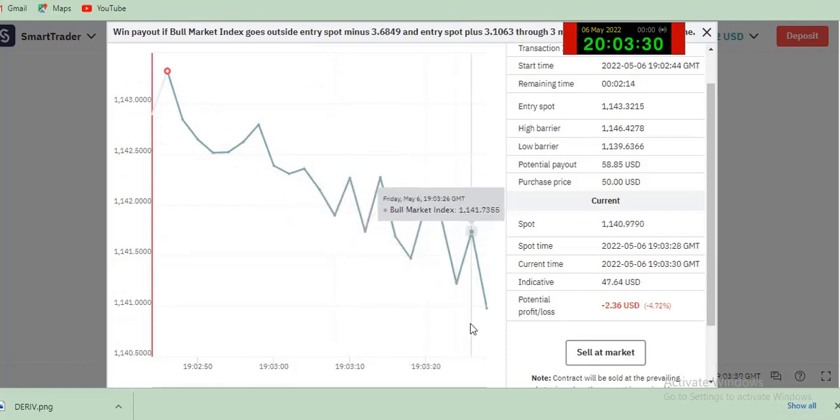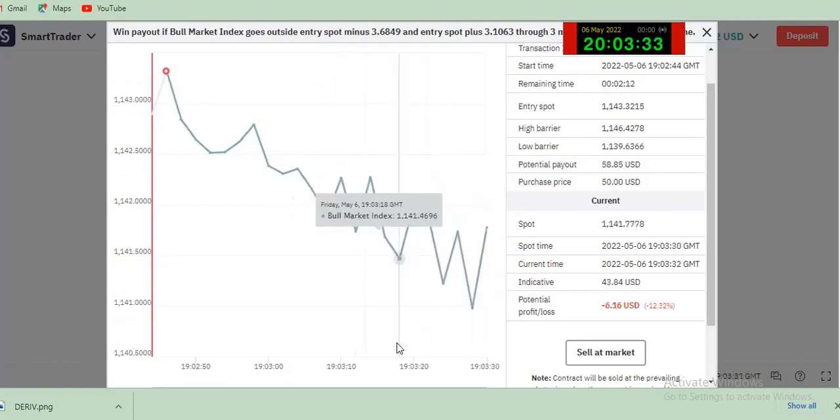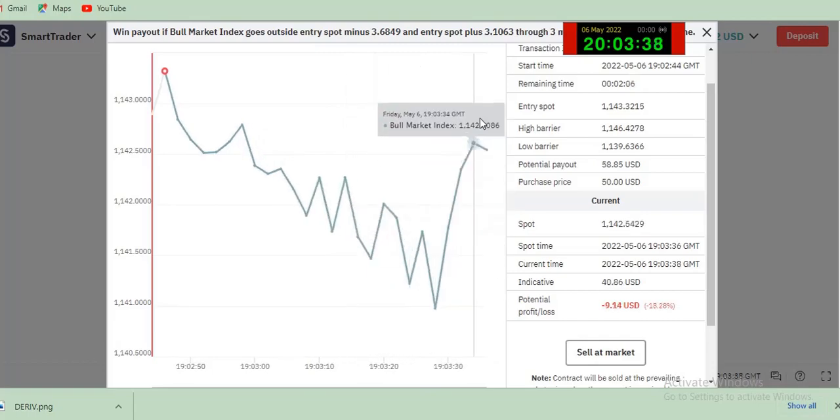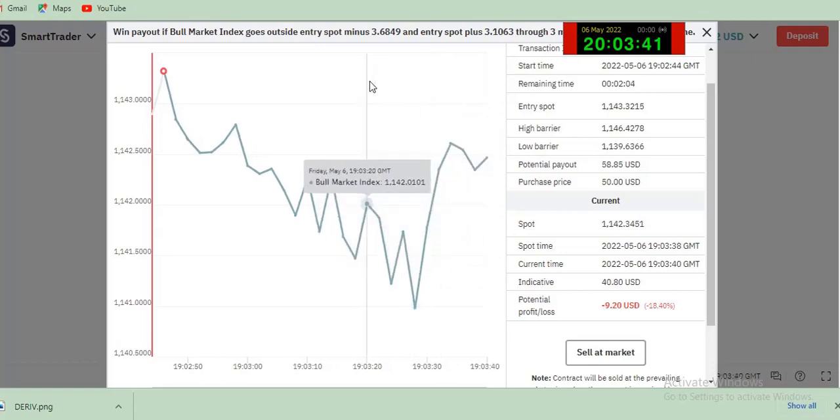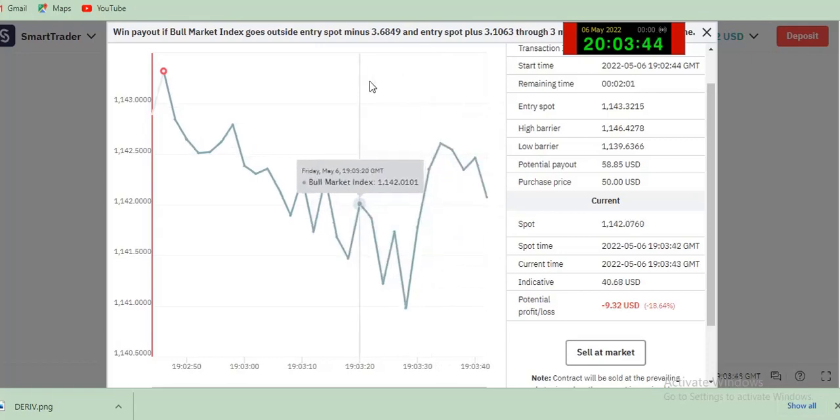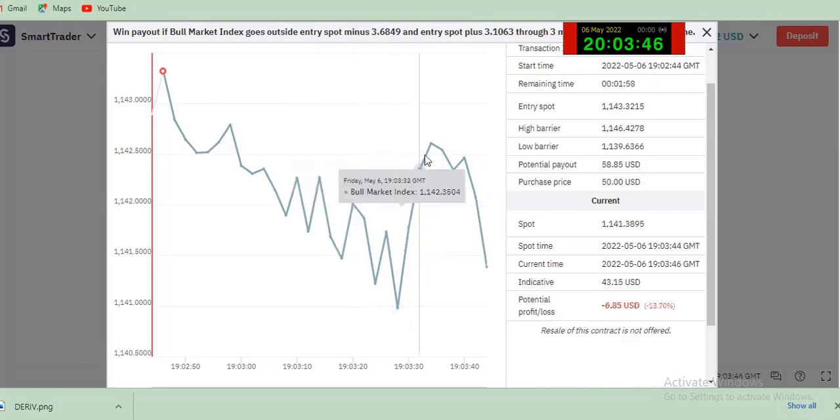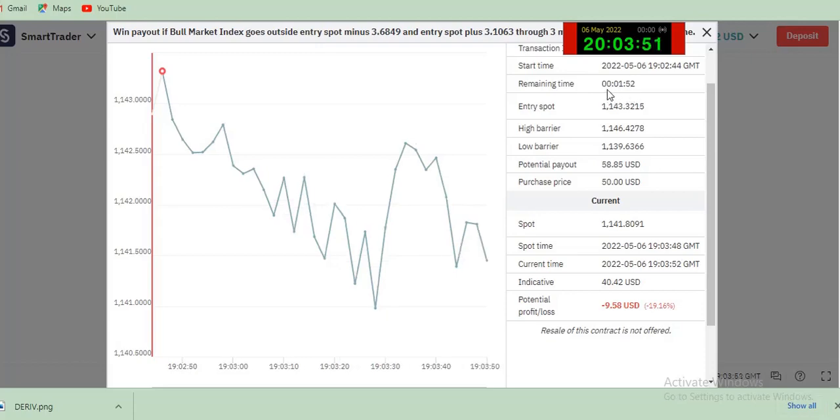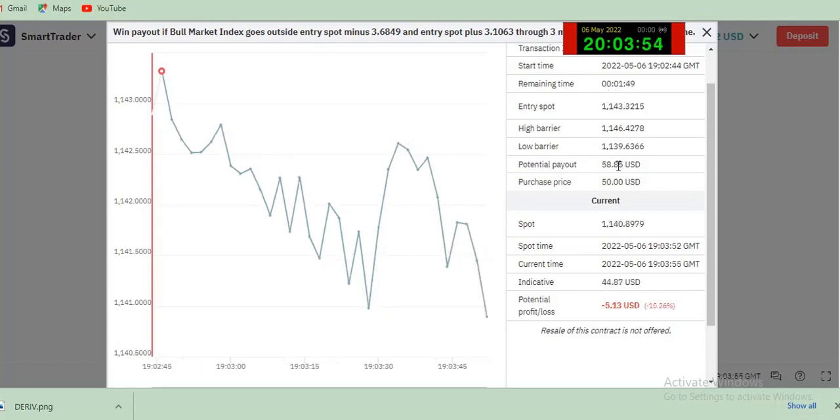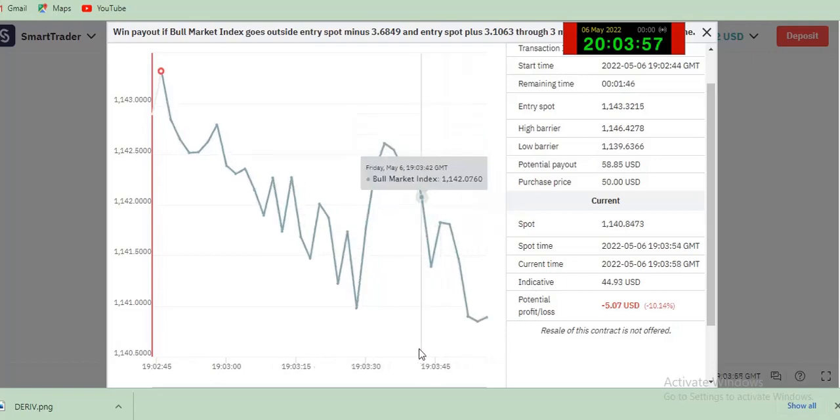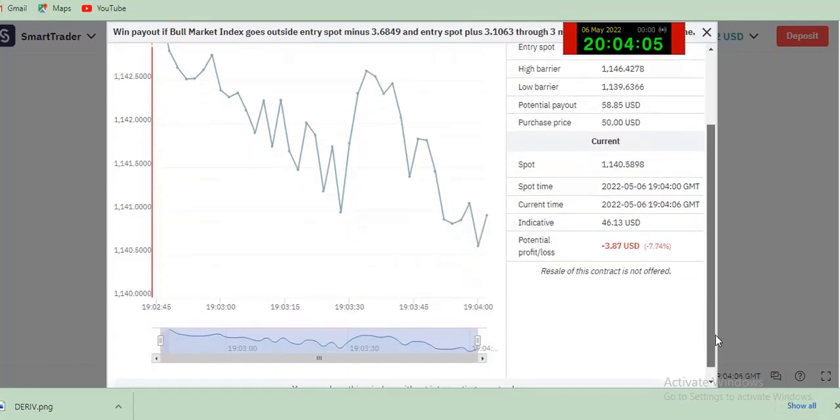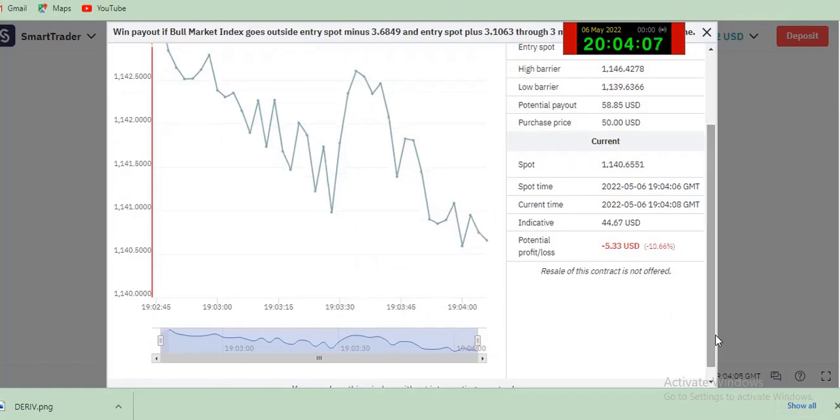So as you can see, it is dropping. If it drops more, we are going to be seeing the line downwards here. But if it pushes up and gets close to that line at the top there, we're also going to win the trade. All right, let's wait for it. We're having less than 2 minutes for this particular trade to pull through. So once it drops down below this, then this trade is going to pull through. Let's wait for it to drop down and pull through.